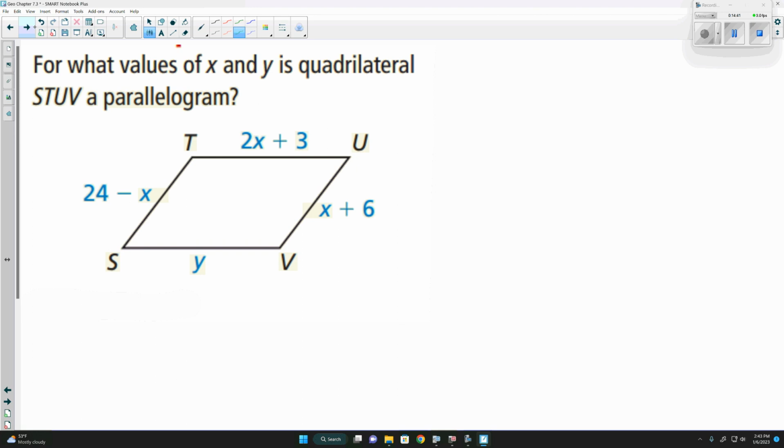So let's look at this one here. Again, the opposite sides are congruent. So we do have that y is equal to 2x plus 3. We also have that 24 minus x is equal to x plus 6. We can't solve the one with y yet because it's in terms of y and x. But we can solve this other one here.